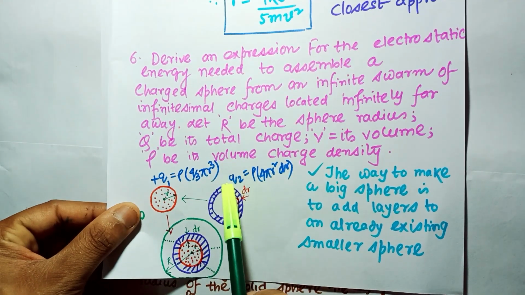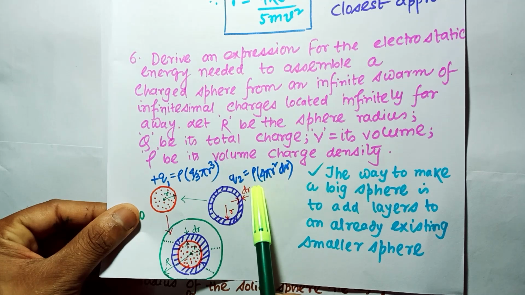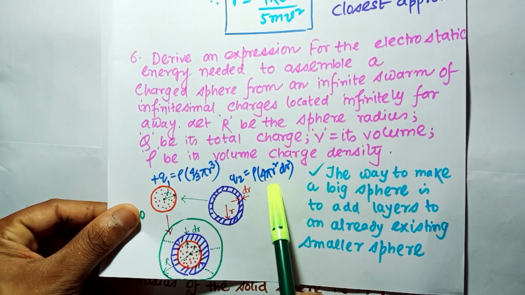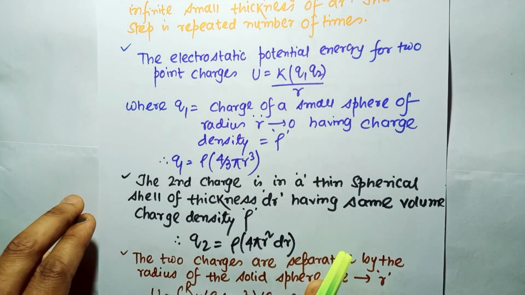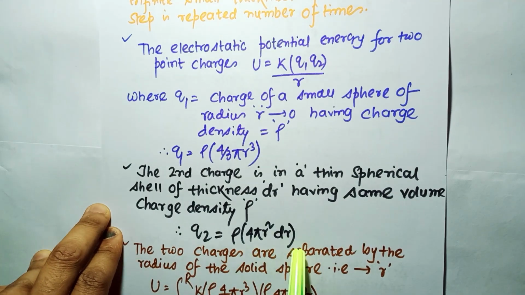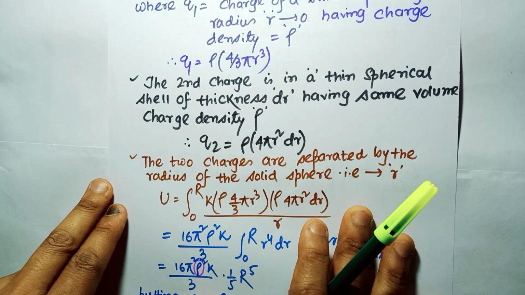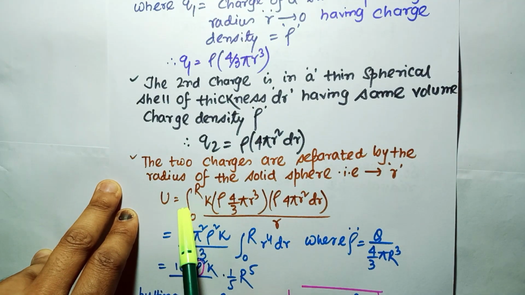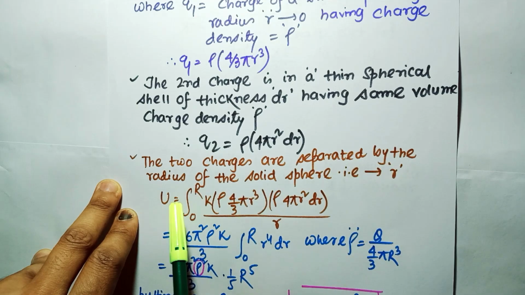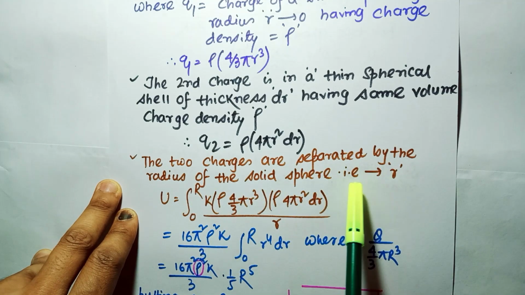So how much charge is there? Q2 is equal to charge density times its volume. It means 4 pi r square dr. So here you can see Q2 is equal to rho into 4 pi r square dr. So what is the amount of potential energy acting between the two charges Q1 and Q2? The two charges are separated by the radius of the small solid sphere, that is r.